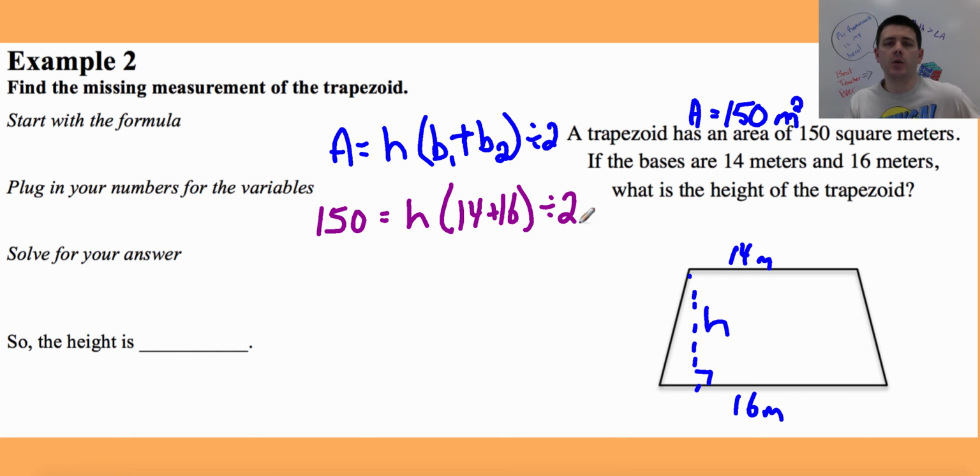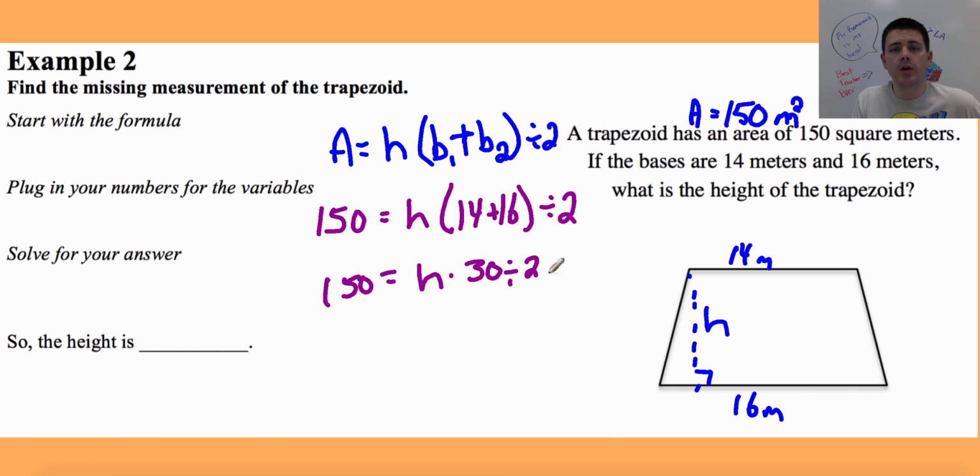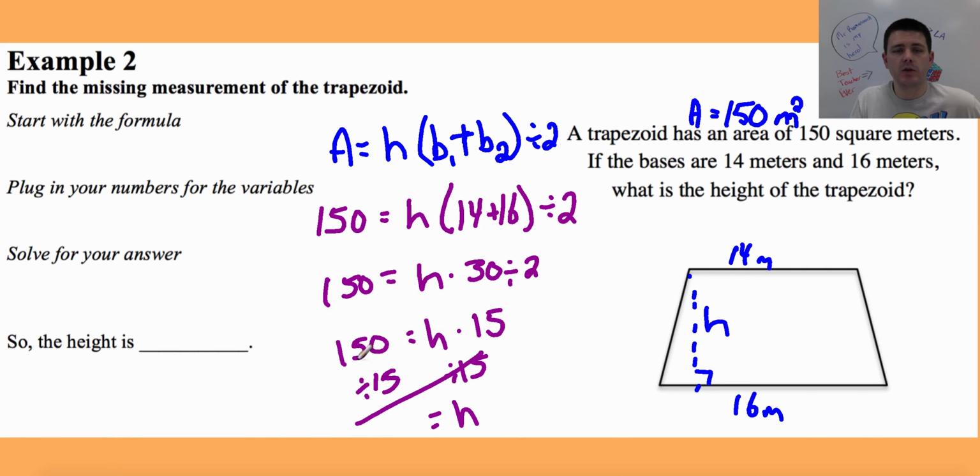So again, just like with parallelograms and triangles, do as much of the math as you can. 14 plus 16 is 30. Divided by 2 is 15. So now I get an equation. 150 is equal to h times 15, my height times 15. Well, I want to find h, so I solve my equation. They multiplied by 15, so I'm going to divide by 15. Oh, h is equal to 150 divided by 15 is 10. So my height is 10 meters.